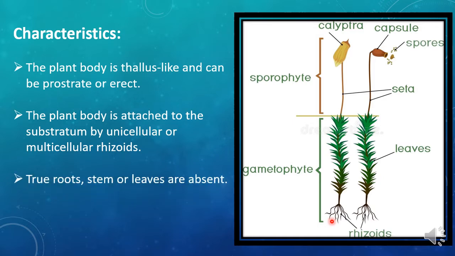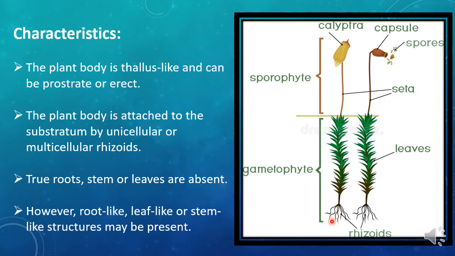True roots, stem or leaves are absent. However, root-like, leaf-like or stem-like structures are present. And the plant body is divided into gametophytic and sporophytic phases. This bryophyte has the alternation of generation.